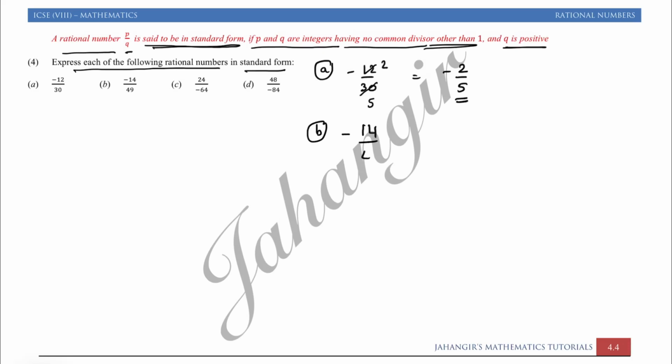Now B. Minus 14 upon 49. So let us cancel by 7. 7 sevens are 49, 7 twos are 14. Again I got the answer in simplest form.